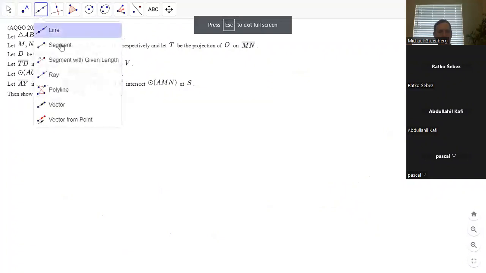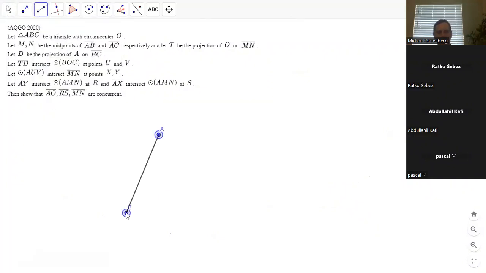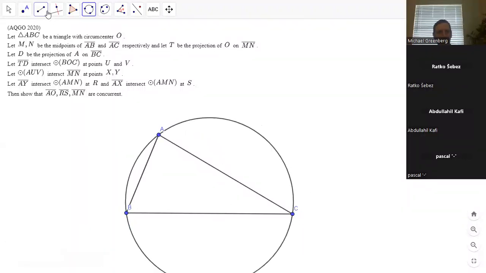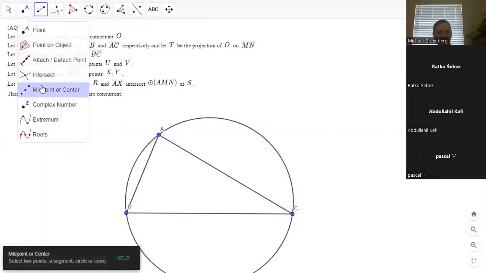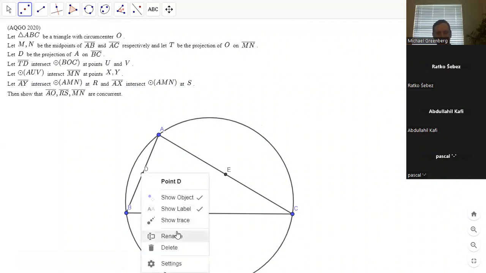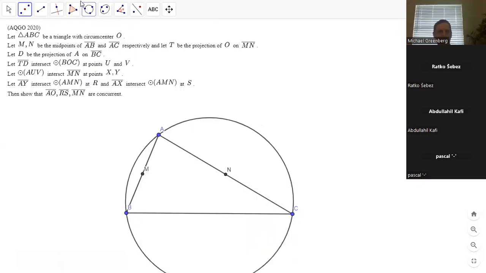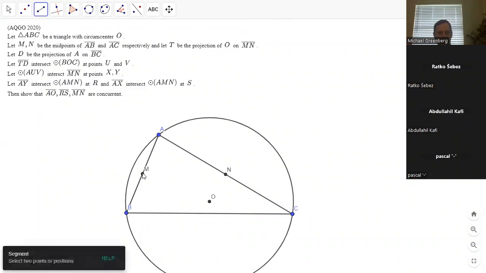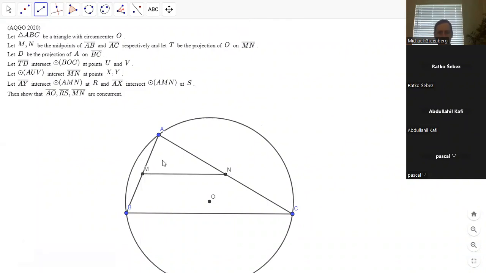So ABC has circumcenter O, and M and N are the midpoints of AB and AC, and then we project O onto that. Seems easy enough. We have our midpoints, M and N, and this is O. We have T and D, so these are easy points so far.